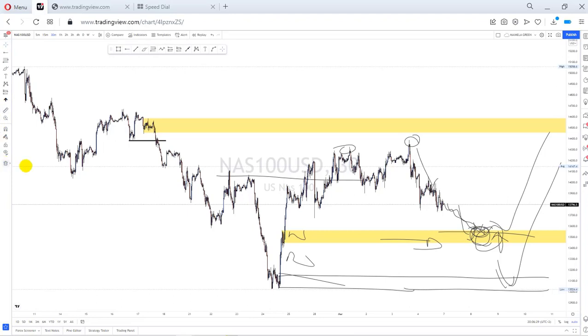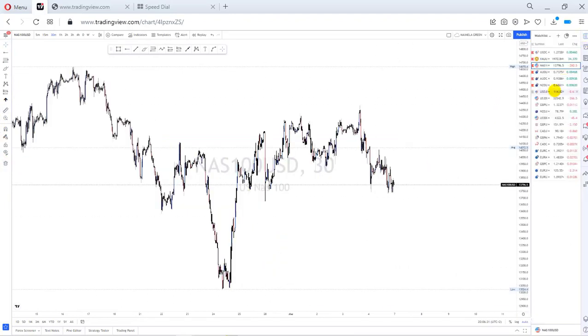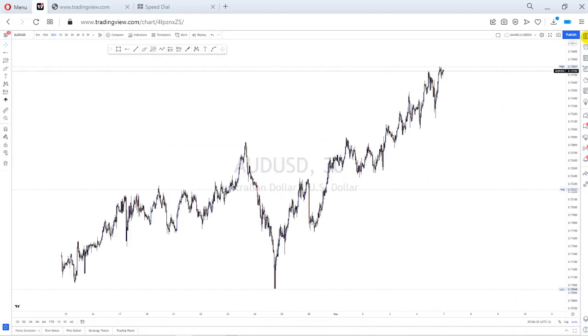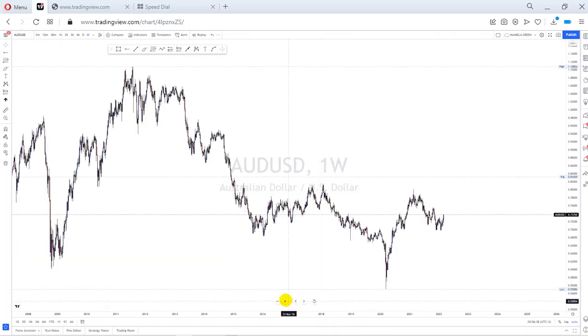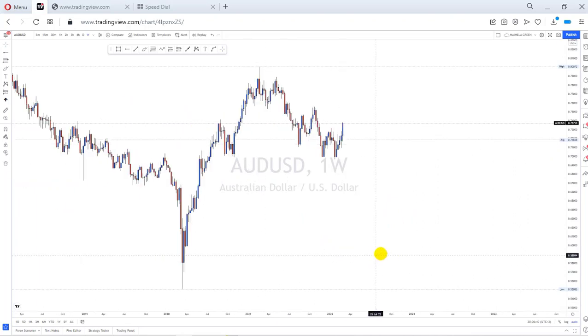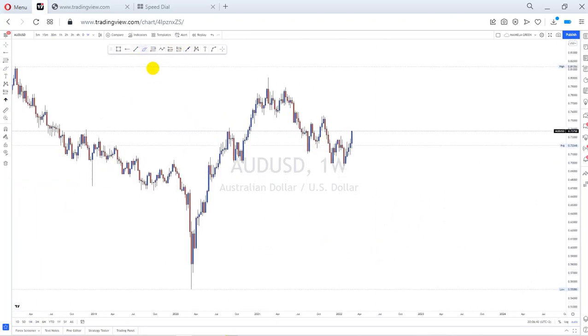Let's go to another pair. It's AUD. Go to weekly. Okay, on weekly you can see we have a beautiful movement here. This swing high, swing low, swing high, swing low, they broke the structure here, they also broke the structure here.